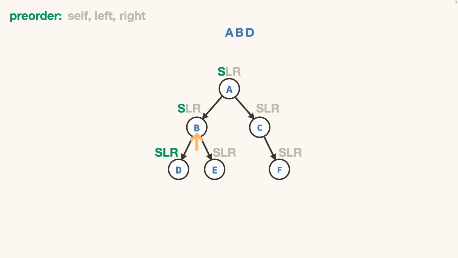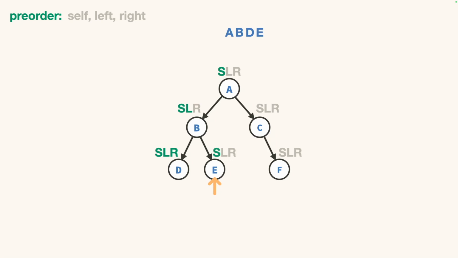So now I'm back at the B node. From the point of view of the B node, I actually finished processing all of B's left subtree, so that left step is done. But now I can head to the right of this B node. So now I'm at the E node. E is ready to process itself, so I add E into my output.